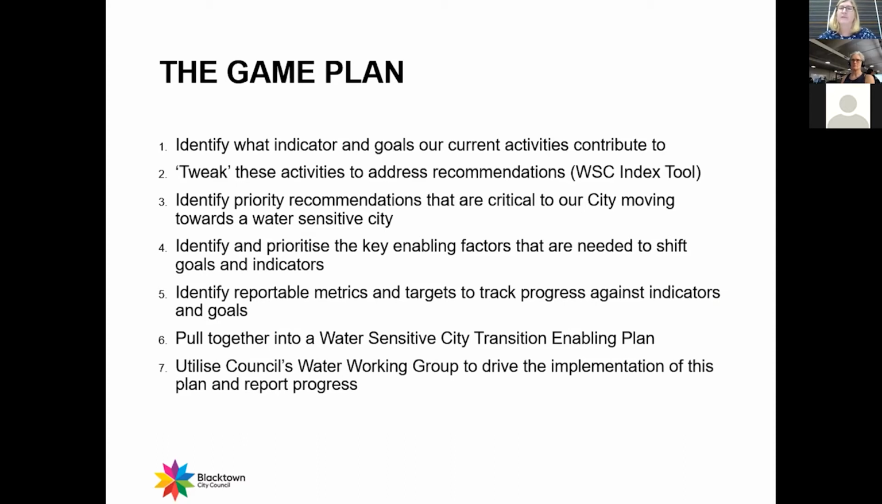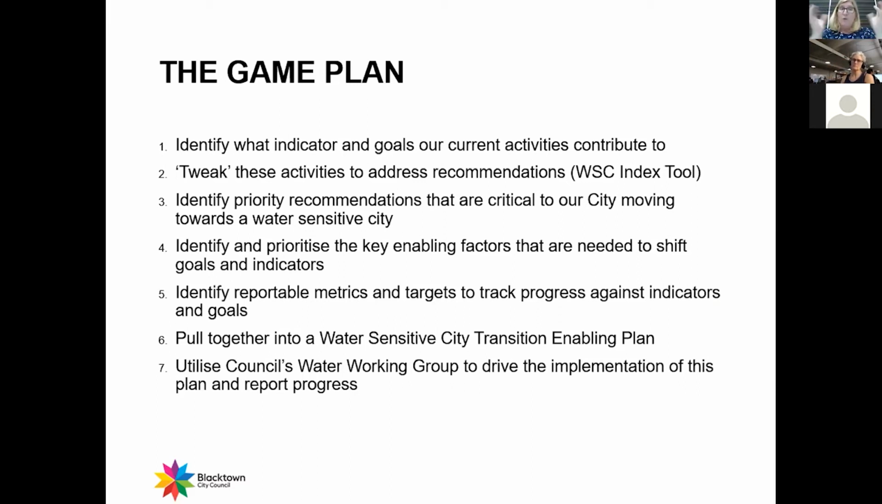So the first step for us is to look at the work that we're doing and what indicators and goals these activities are currently contributing to. This includes our environmental stormwater management program. It includes all the actions outlined in our integrated water strategy.